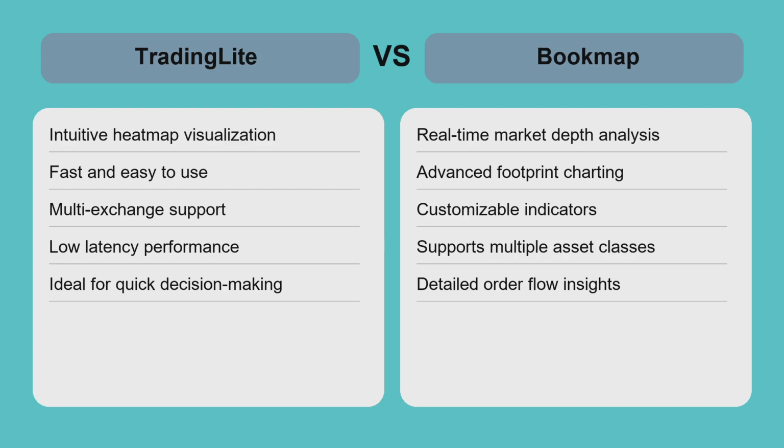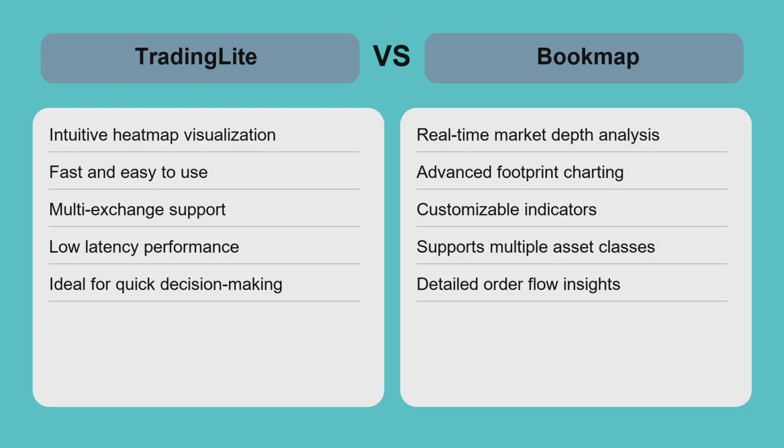For example, a scalper may prefer TradingLite for its quick heat map cues, while a professional futures trader might choose Bookmap for its advanced order book insights. Both platforms enhance order flow reading but cater to different trading styles and experience levels.